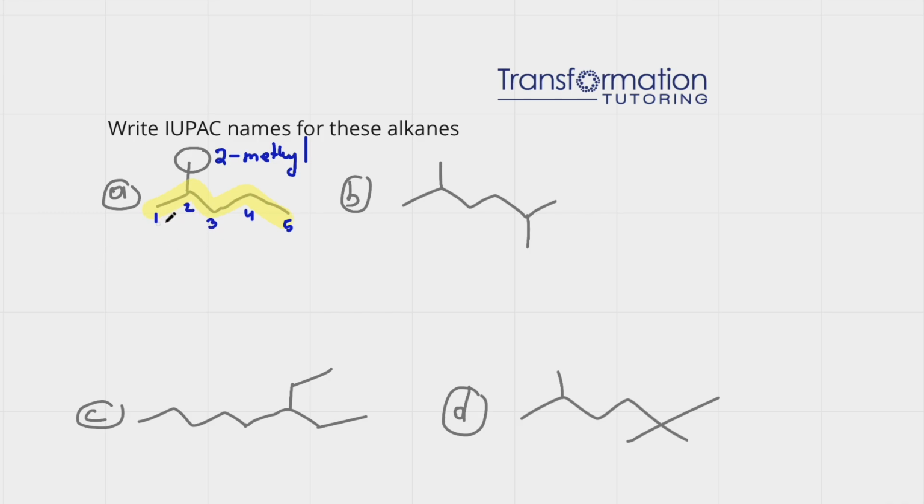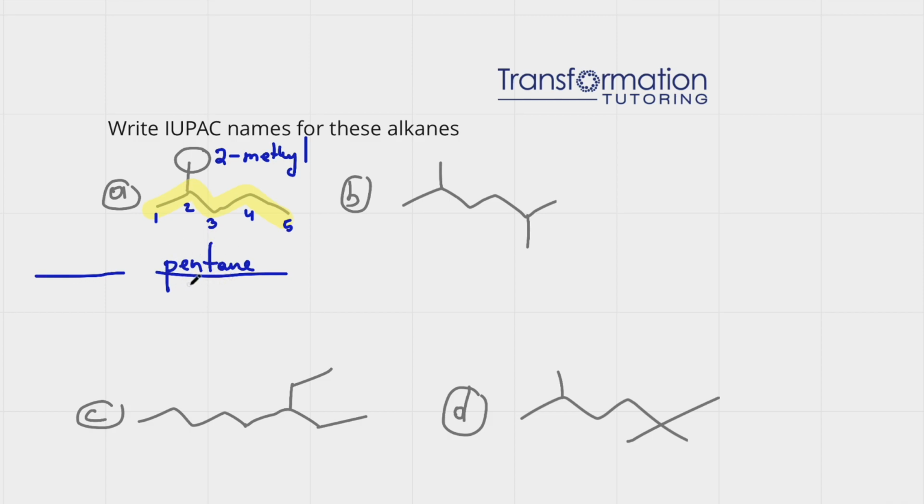Now we have to put it together. We have first substituents and then the parent chain. The name of the parent chain is 1, 2, 3, 4, 5. We have 5 carbons, so the prefix for 5 carbons is pent. And because it's all single bonds, we have to say ane. So we say pentane.